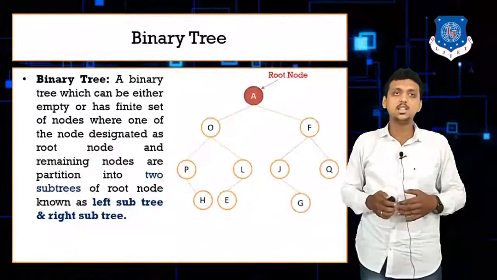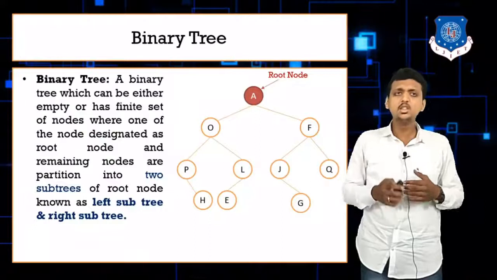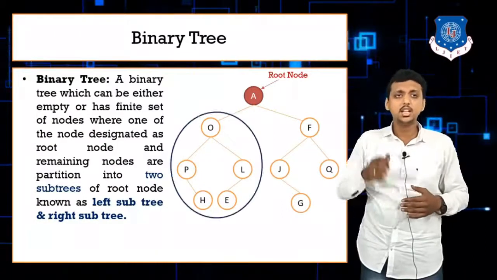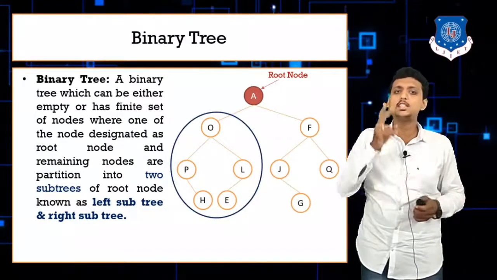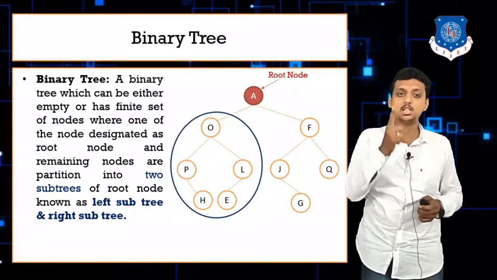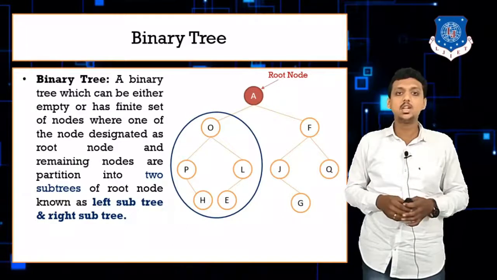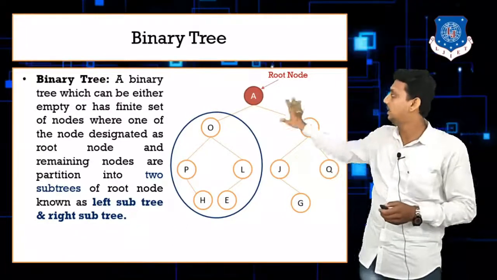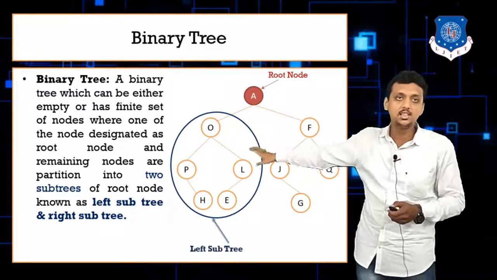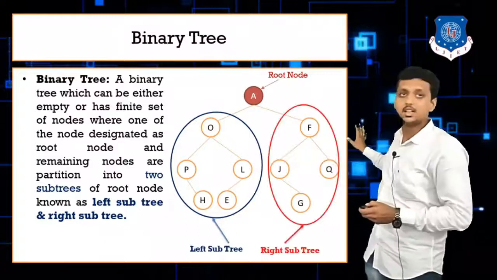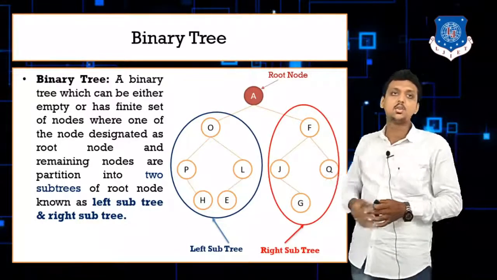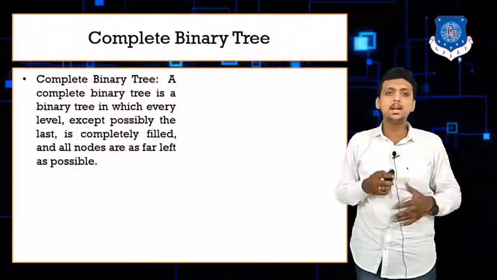Now the next is binary tree. Students, in a binary tree, each and every node contains a maximum of 2 children. Remember this. Each and every node contains a maximum of 2 children. Then it is known as a binary tree, where there is a left subtree and a right subtree. See, this is the left subtree and this is the right subtree.